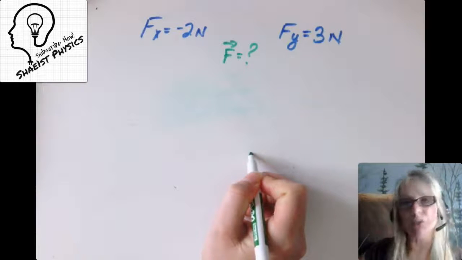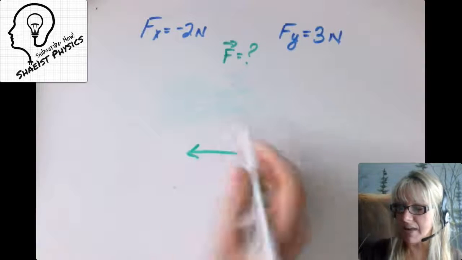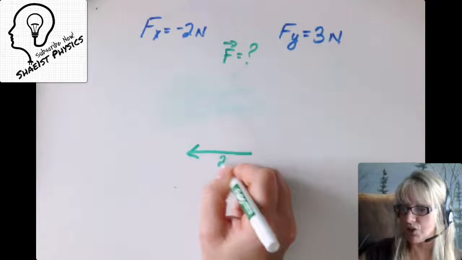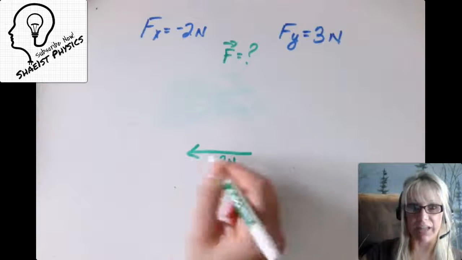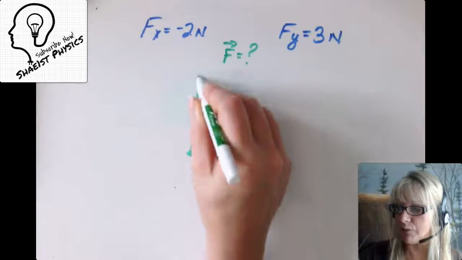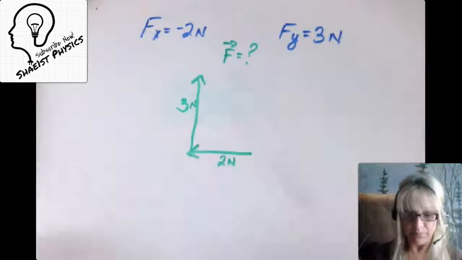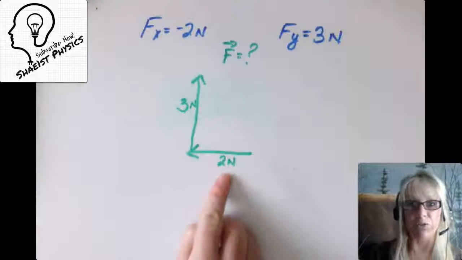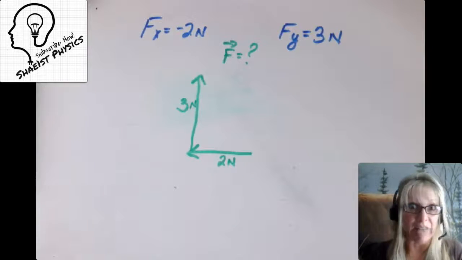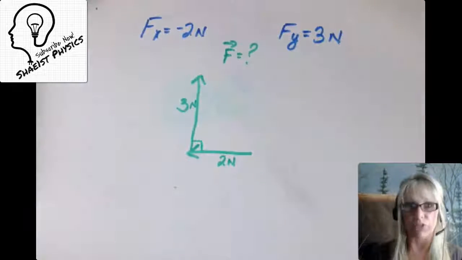The first thing we're going to do, of course, is make a sketch. I'm going to say this is my x component of force, which is 2 newtons. I'm putting it to the left because it's negative. And my y component of force is 3 newtons, and that's going upward. Now notice here, I didn't put -2. That's because the vector is going to the left. I indicated the direction by the vector itself. This, of course, is a right angle between the x and y components.